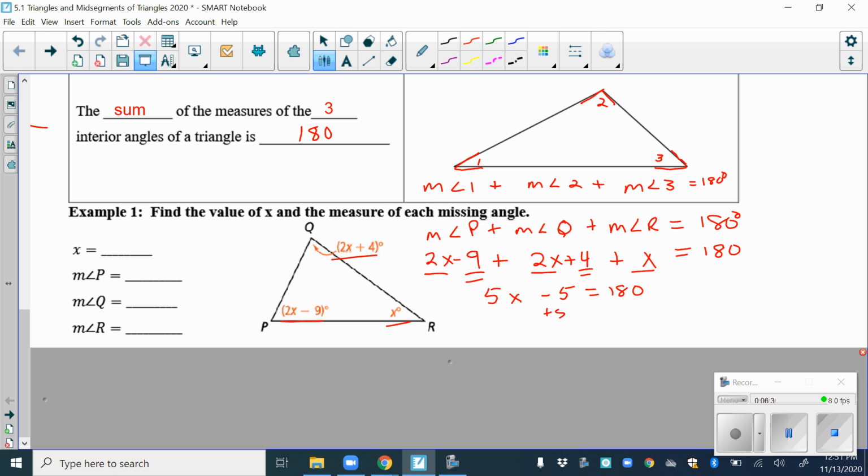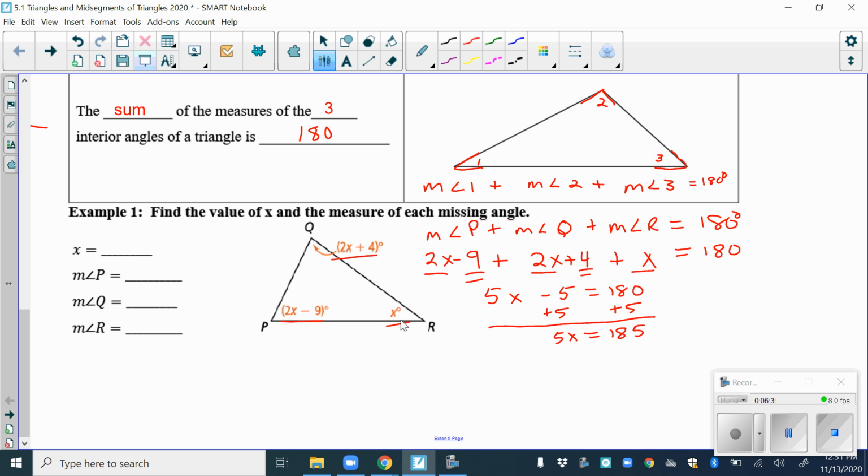Now if I add 5 to both sides, I have that 5x equals 185. And then if I divide both sides by 5, I get that x equals 37. So I can put that in the blank. X equals 37. But now I want to find the exact angle measurements.